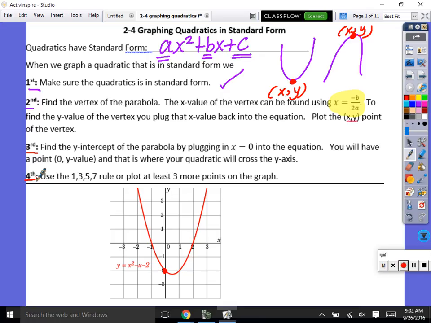And then your fourth thing is you will use the 1, 3, 5, 7 rule. I don't think I'm going to get into that. It's just too much to remember. After that, I want you to plot at least 3 more points on the graph.